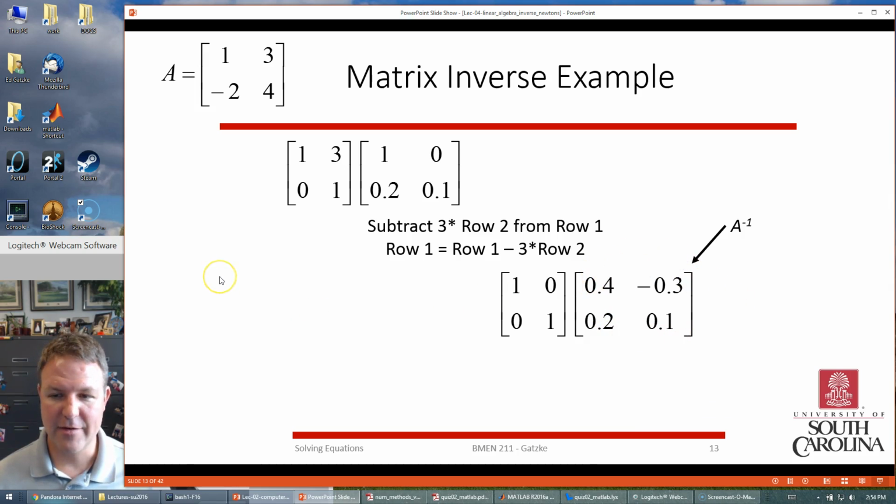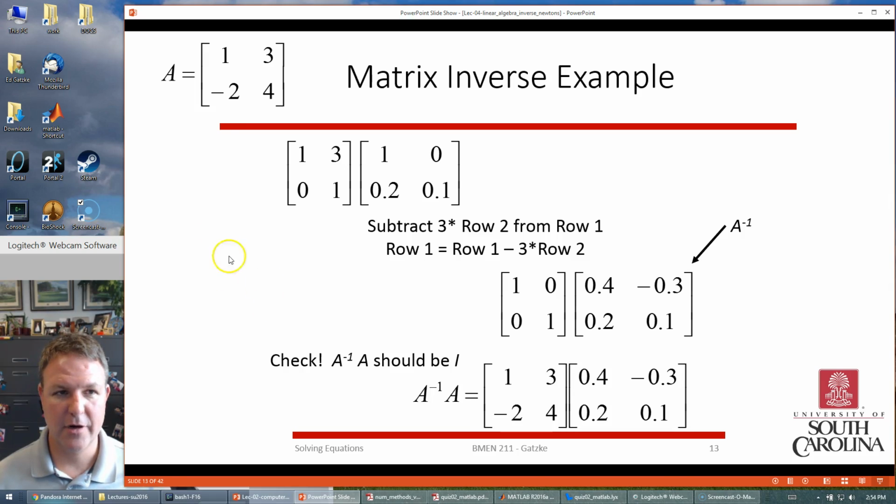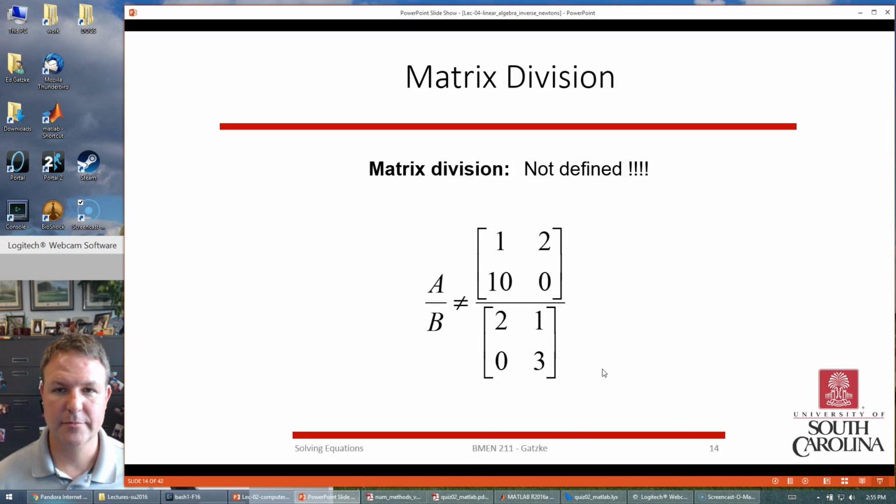So now that we have A inverse, what do we do? We check. We started off with 1, 3, negative 2, 4. We multiply it by 0.4, negative 0.3, 0.2, and 0.1. That should give us the identity 1, 0, 0, 1.